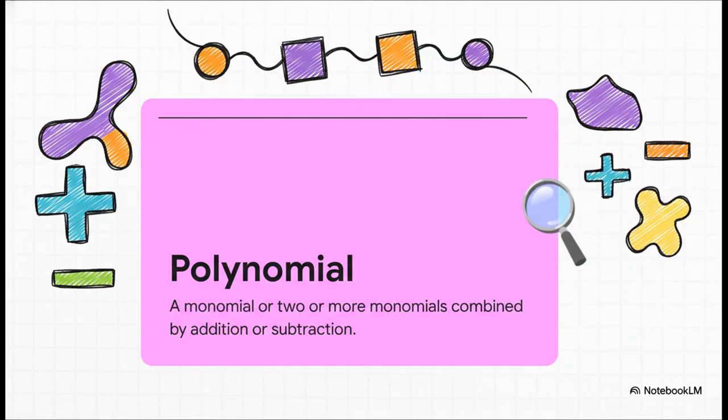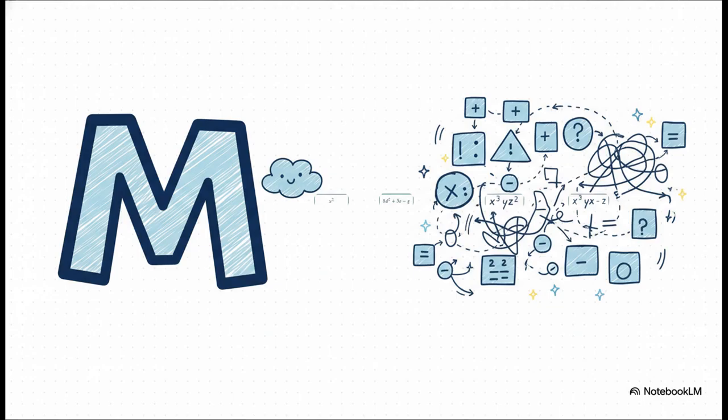Now, when we take these individual terms and start connecting them with plus or minus signs, we've officially created a polynomial. You might know the prefix poly just means many, so a polynomial is really just an expression with many terms. And as you can see here, they come in different shapes and sizes. A polynomial can be just one single term, like the x squared you see on the left. We actually have a special name for that, a monomial, because mono means one. Or it can be a more complex expression with a bunch of terms like the one on the right.